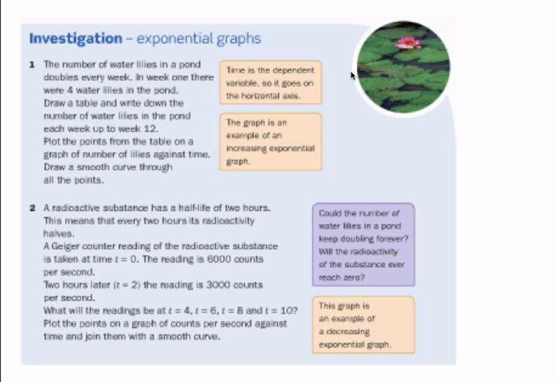Okay, let's look at a couple of real-life examples. This might be a bit hard to read here, but the number of water lilies in a pond doubles each week. In week 1 there were 4 lilies in a pond. Draw a table and write down the number of water lilies in the pond each week up to week 12. Plot the points from the table on a graph of the number of lilies against time. Draw a smooth curve through the points. So I'm going to do that with my graphing calculator.